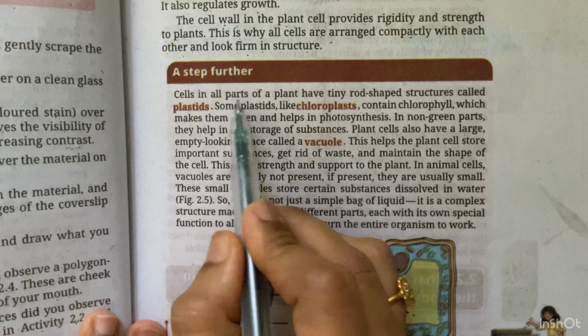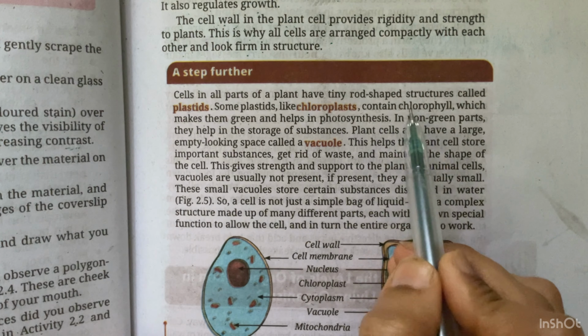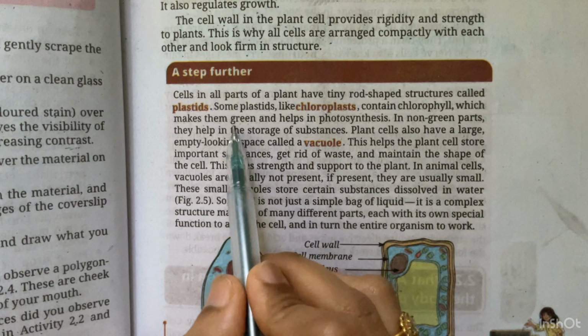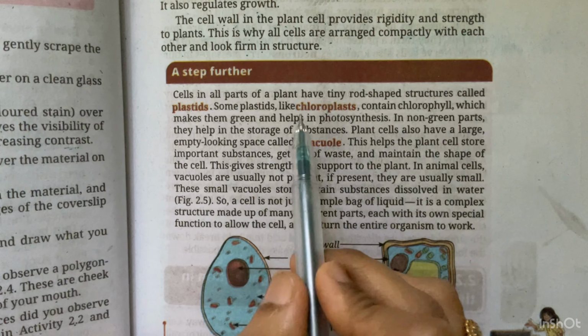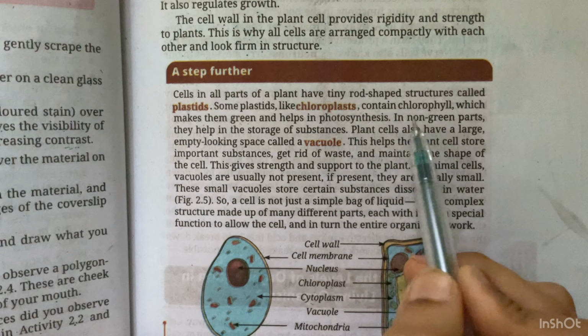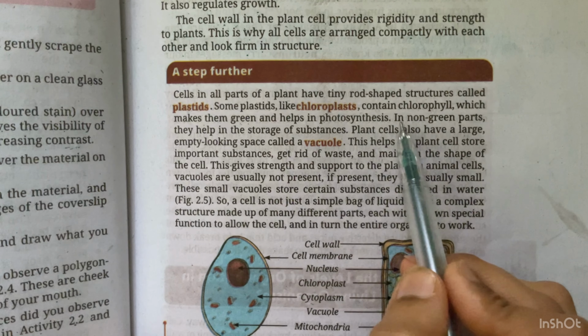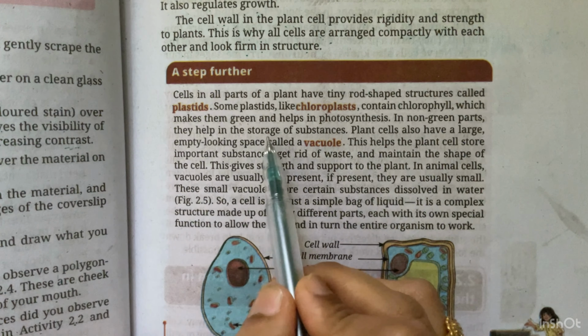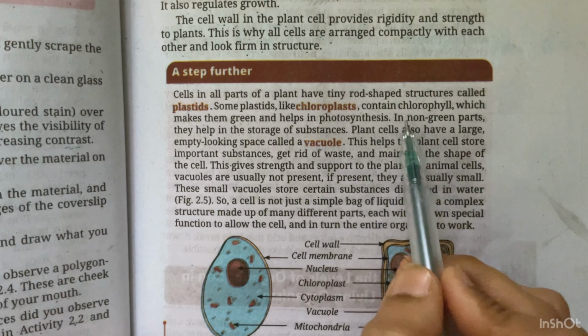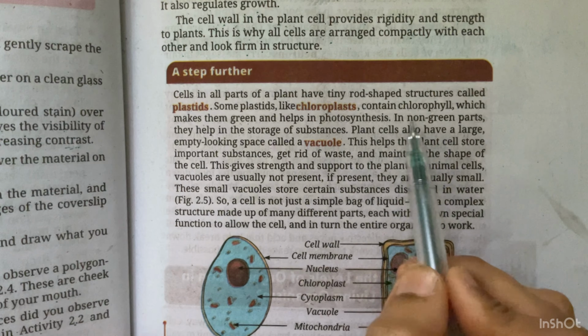So up to here: cells in all parts of the plant have a tiny rod shaped structure, which we call plastids. Some plastids, like chloroplast, contain chlorophyll, so plants look green and it helps in photosynthesis. Now this was about the green parts of the plant. In non-green parts, plastids help in the storage of substances.